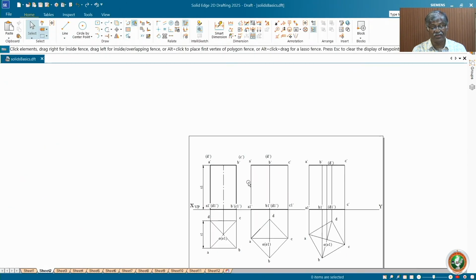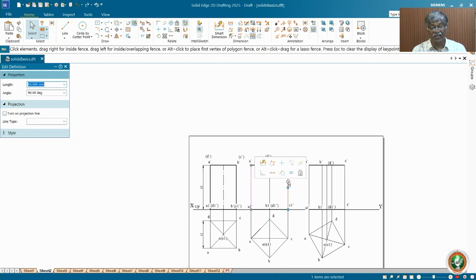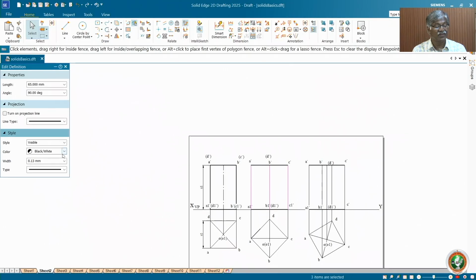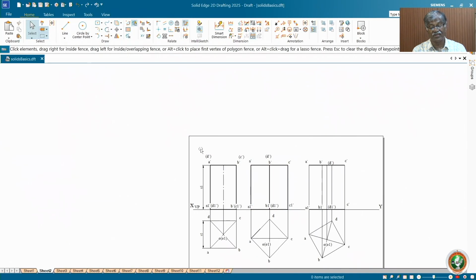Select all lines, all the 3 lines, and go for thick line, thick continuous line. Yes. So this is how we complete.